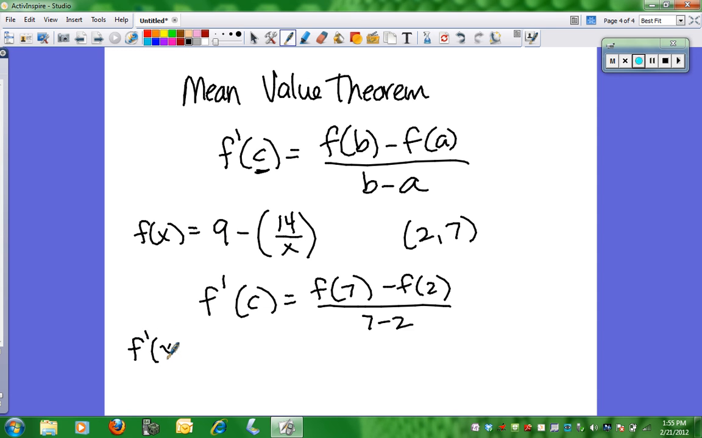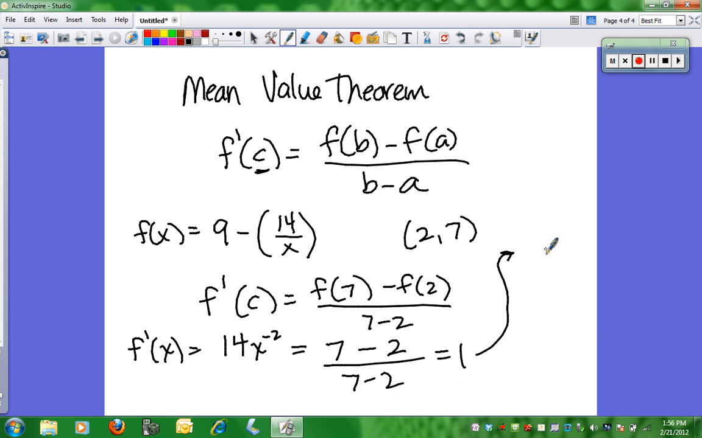The derivative at x: the 9 is 0. This, remember, becomes 14x to the negative 1. Taking the derivative of that results in 14x to the negative 2. That's the derivative, and we're going to set that equal to the average rate of change. So f of 7 is this: 14 divided by 7 is 2, 9 minus 2 is 7. Plug in 2 for f of 2: 14 divided by 2 is 7, 9 minus 7 is 2. So 7 minus 2 over 7 minus 2 equals 1.